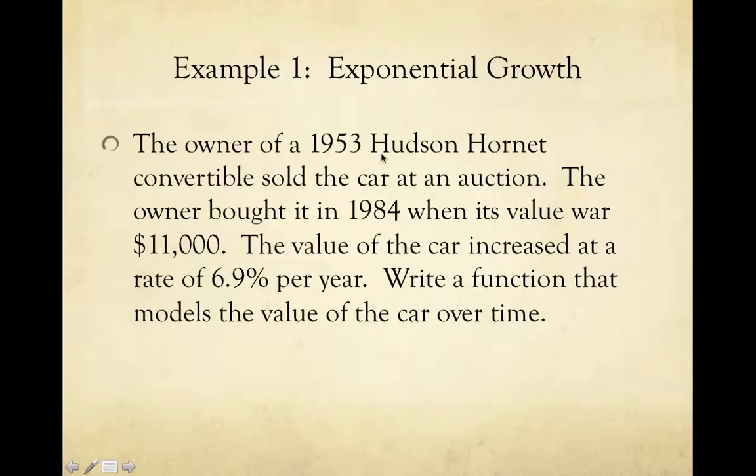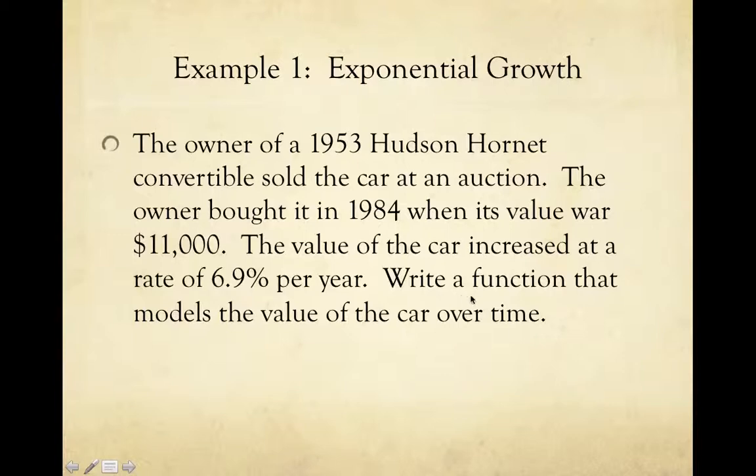All right, so let's actually look at a problem here. It says that the owner of a 1953 Hudson Hornet convertible car sold the car at an auction. So this is an old classic car being sold at an auction. The owner bought the car in 1984 when its value was $11,000. So that's basically what he bought it for. The value of the car increased at a rate of 6.9% per year. That should be perking up some ideas right about now. We'll come back to that in a second.